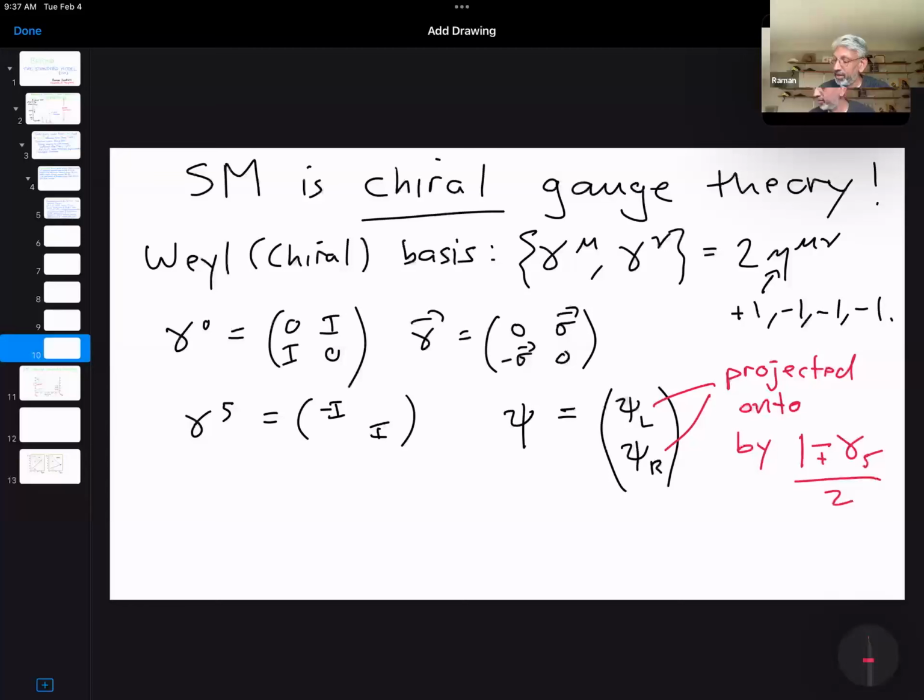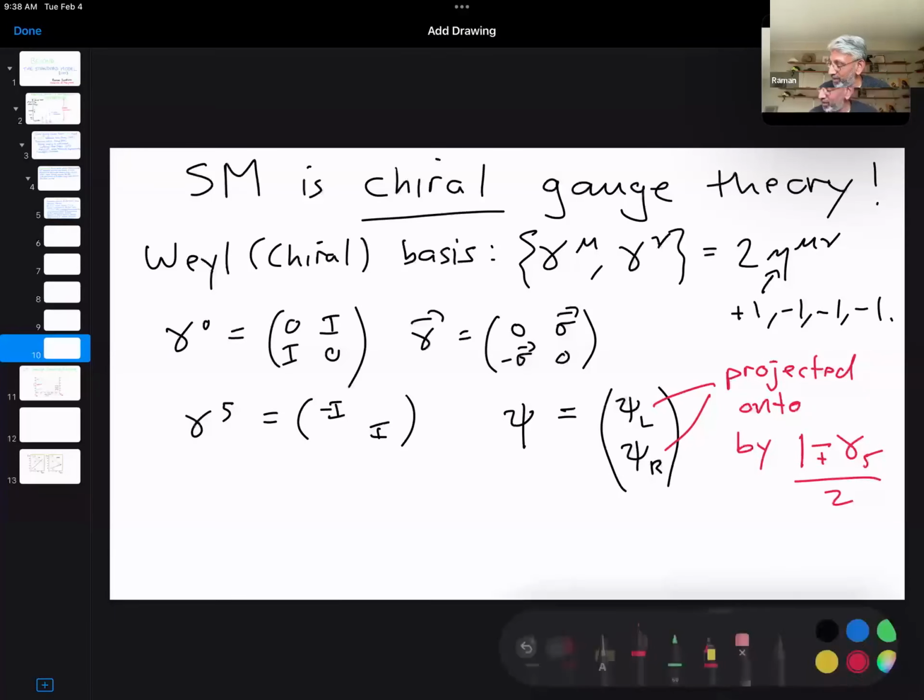So by using this projection matrix, 1 plus or minus gamma 5 over 2, I can either pick out the first 2 components or the second 2 components. This is psi left and psi right. And the significance of these 2 components is that each of them undergoes Lorentz transforms into themselves. Okay, so psi left and psi right don't get mixed up under Lorentz transformation. Psi left transforms into another psi left and psi right into another psi right.